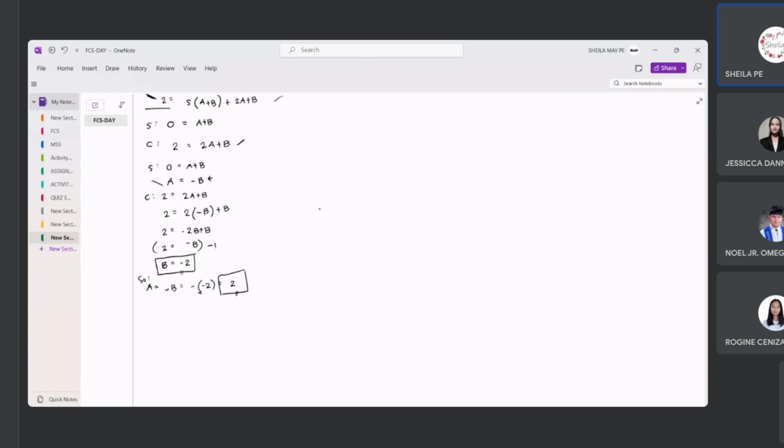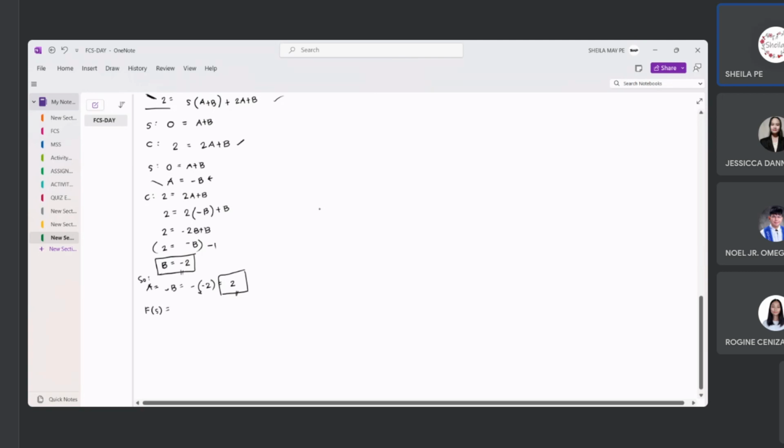That's our b. Okay? Now, since we already know the values of our roots, we have a as 2, b as negative 2. So we can then have this one.